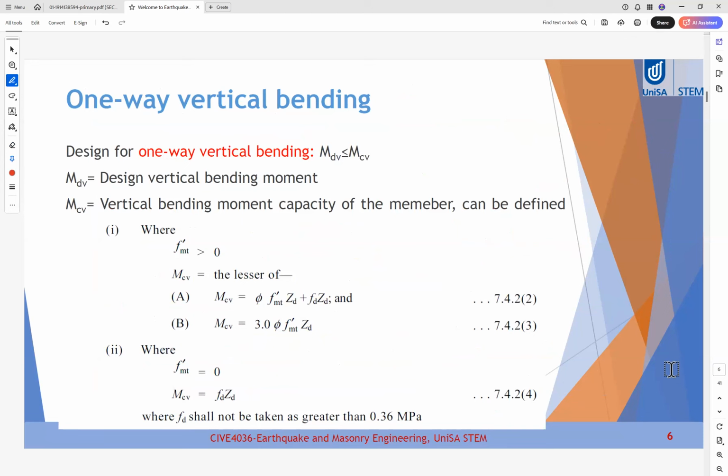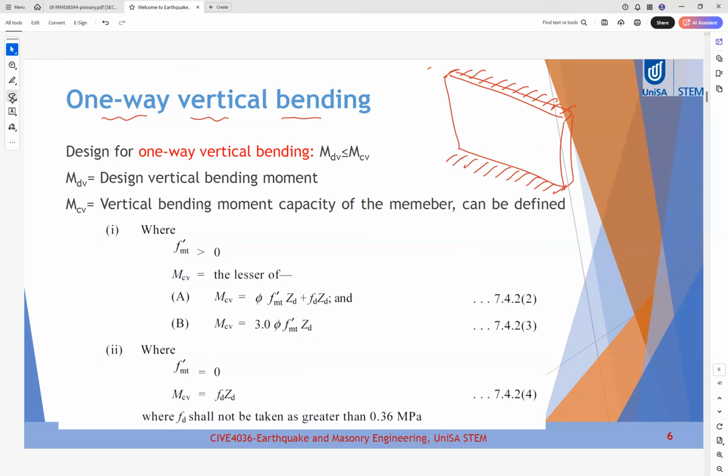Okay, so let's now design for one-way vertical bending, the example or the picture we showed earlier. So if we have horizontal support at the bottom and top edge, this is the structure of the wall. The bending will be in this direction, so the wall might be cracked at this point here. So this is our vertical bending.